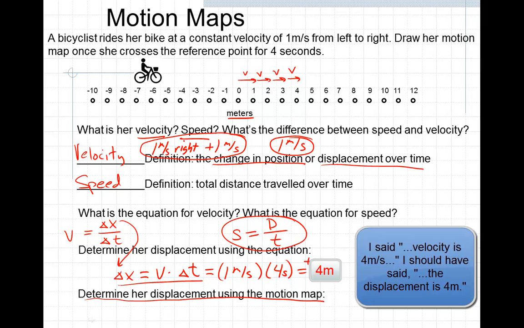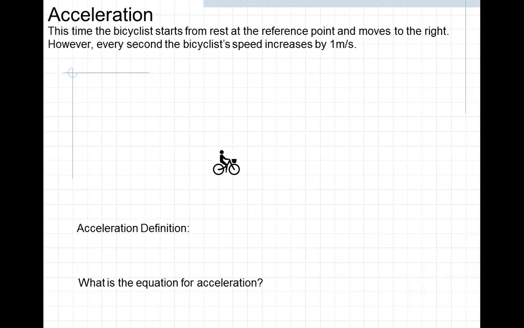Well, that's real easy. If we just go up to the motion map, notice that she gets to the 4 meter mark in 4 seconds if she's going 1 meter per second. And that just makes sense. All right? So that's how we can use a motion map to help us solve these problems. Now, let's look at acceleration.